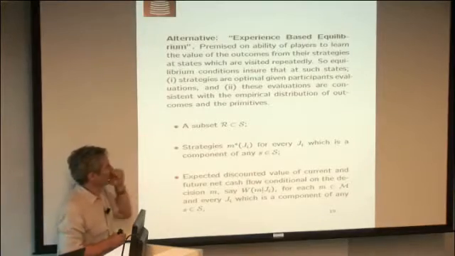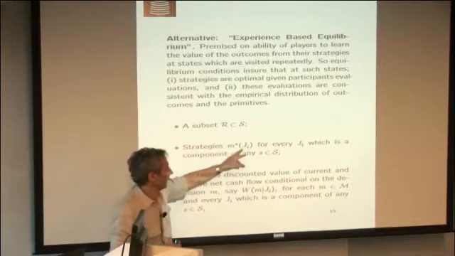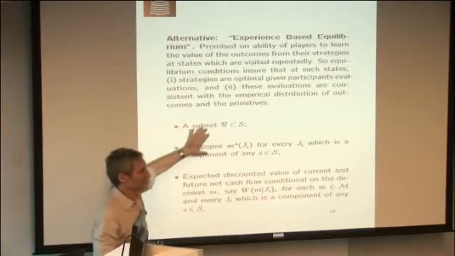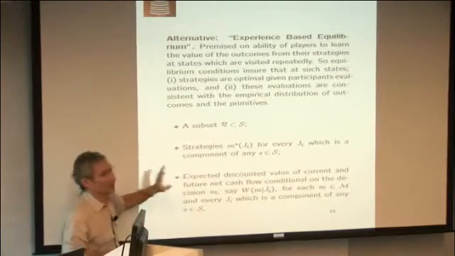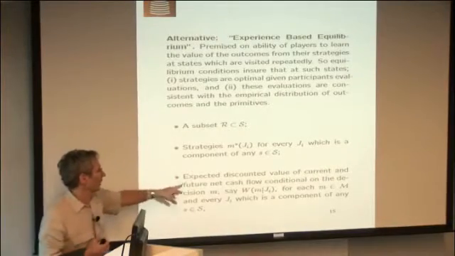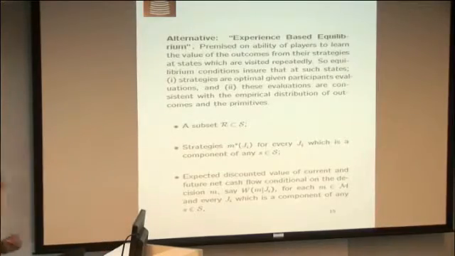So I'm going to need R, and I'm going to need strategies for each information set. That's going to be another object. So those are standard sort of things for Markov games. The third thing is new. So it's these numbers. It's a set of numbers, which should be interpreted as follows. They give me the perceived expected discounted value of current and future net cash flows conditional on a decision.